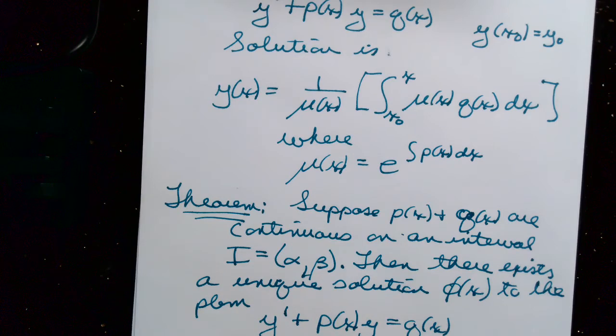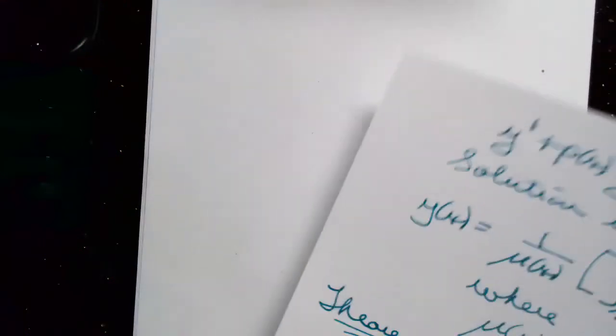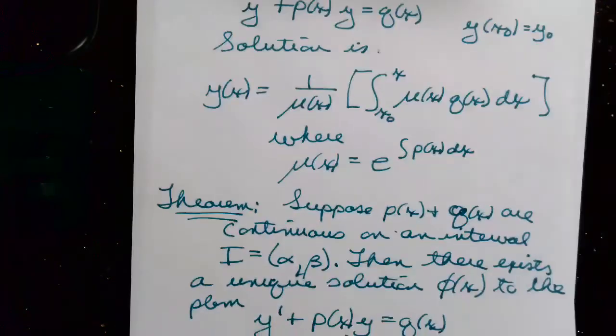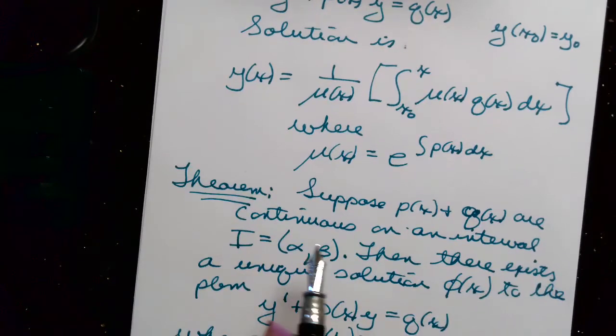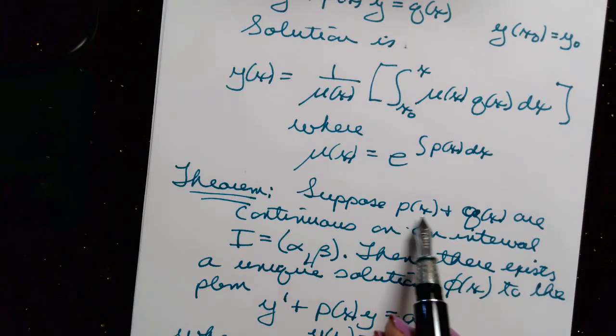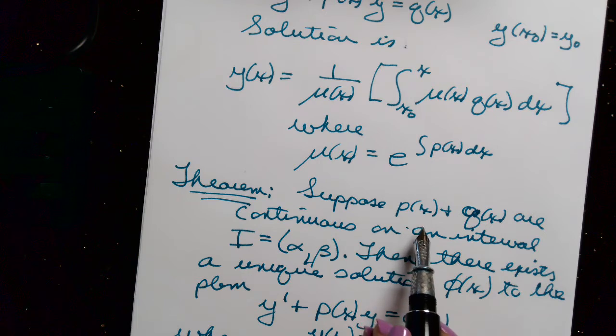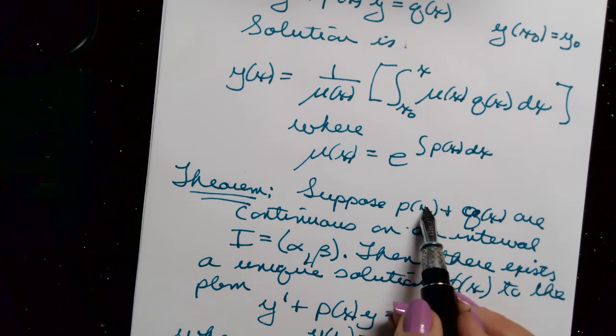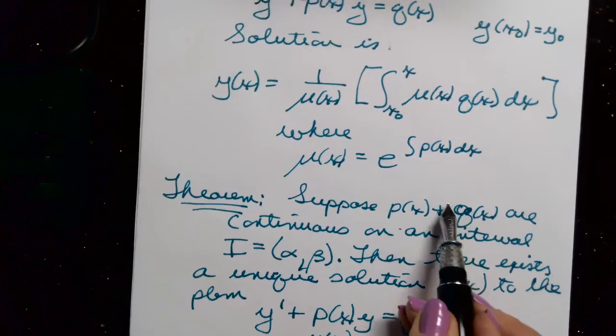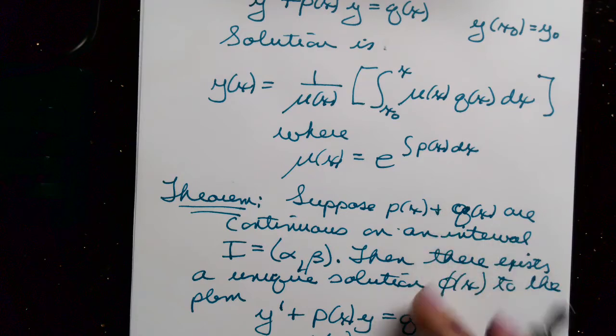Okay. All right, so let me say one other thing before I go on. The solution will exist on the interval that is chosen as large as possible so that P and Q are both continuous. So you have to have both of them be continuous to guarantee that you have the solution.